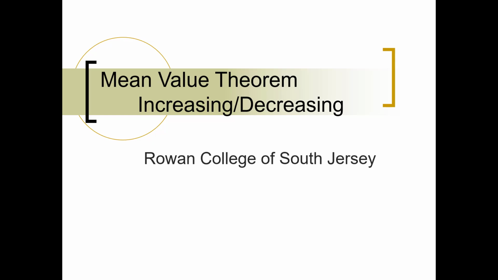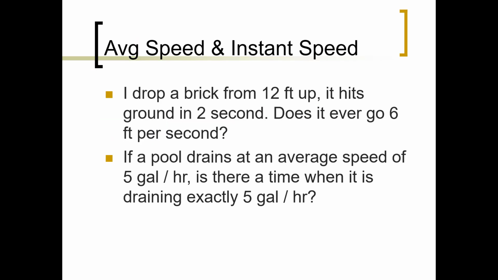So this video introduces the mean value theorem and how to determine when a function is increasing and decreasing. So you may wonder, if you drop a brick from 12 feet up and it hits the ground in 2 seconds, its average velocity would then be 6 feet per second. Well, does it ever go 6 feet per second?